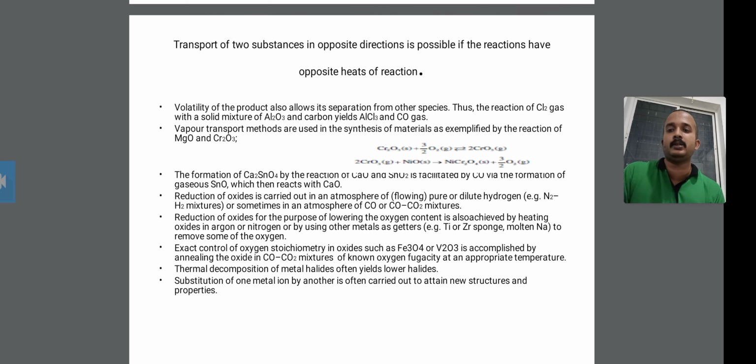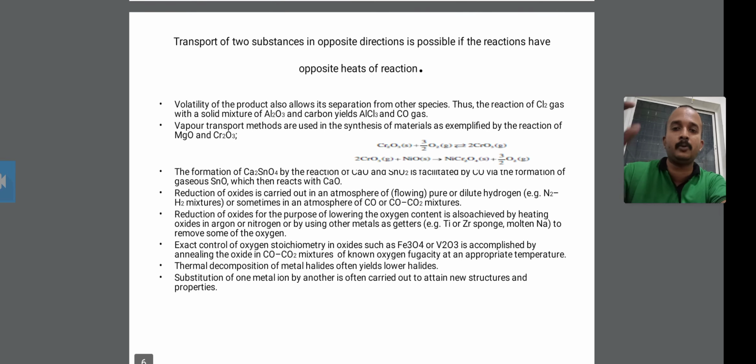Separation from the other species means what? Some species have a volatile component, so the volatility of the product is useful to separate the volatile component from the other species. Thus, the reaction of the Cl2 gas with the solid mixture of Al2O3 and carbon gives AlCl3 and CO gases.